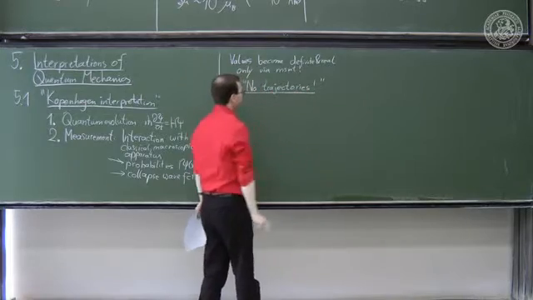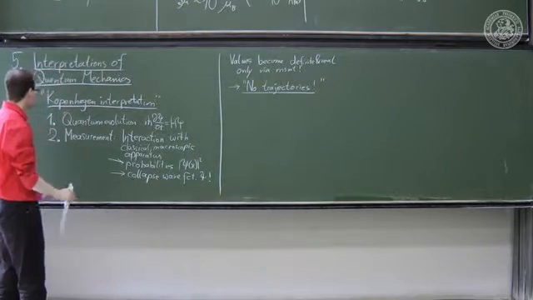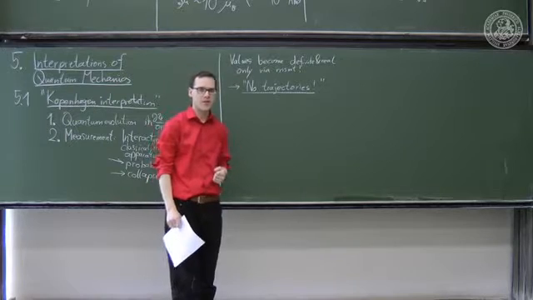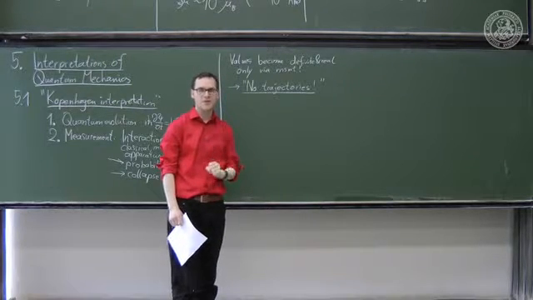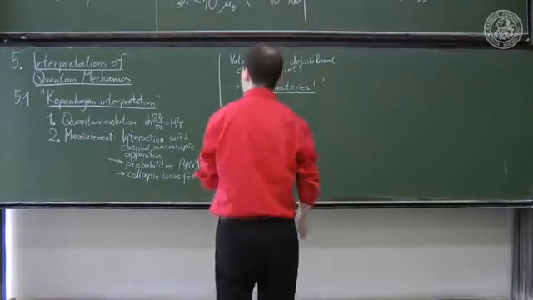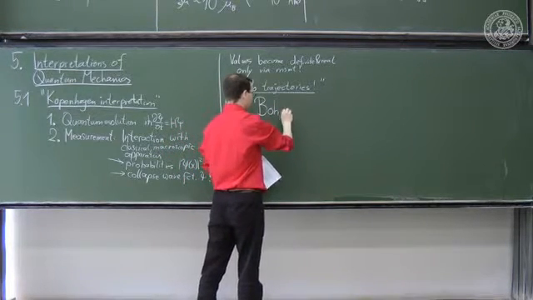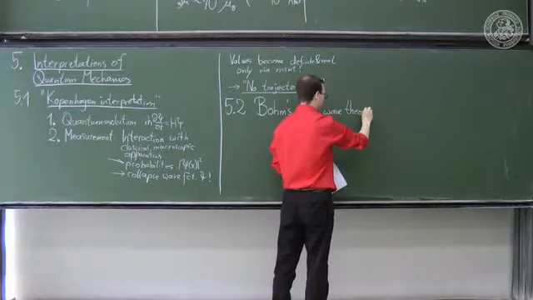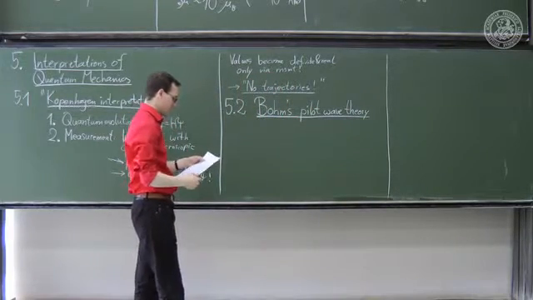Now, you see that trajectories are forbidden, and so the first non-standard interpretation that I want to discuss in this chapter is the so-called Bohm's hidden variable theory, which precisely introduces trajectories into quantum mechanics and does it in a way which is completely consistent with standard predictions.